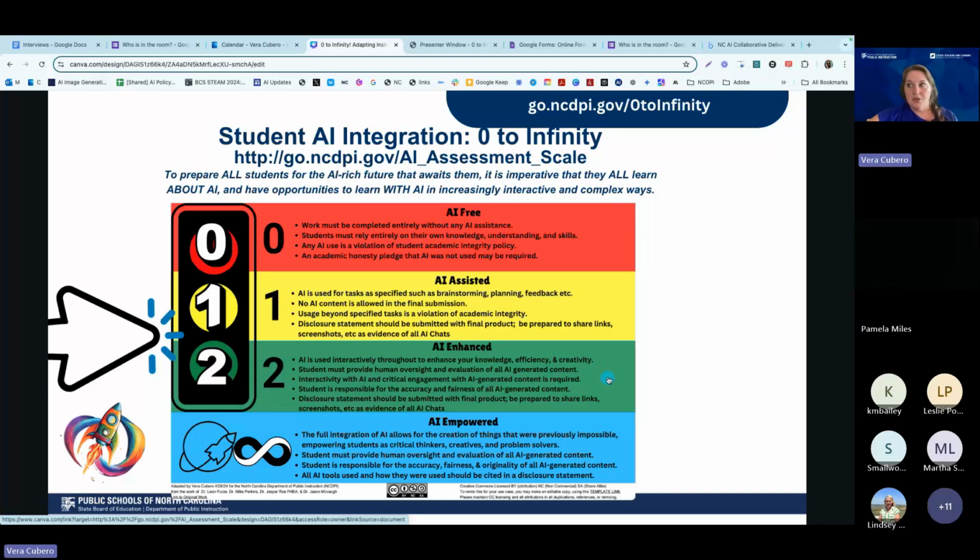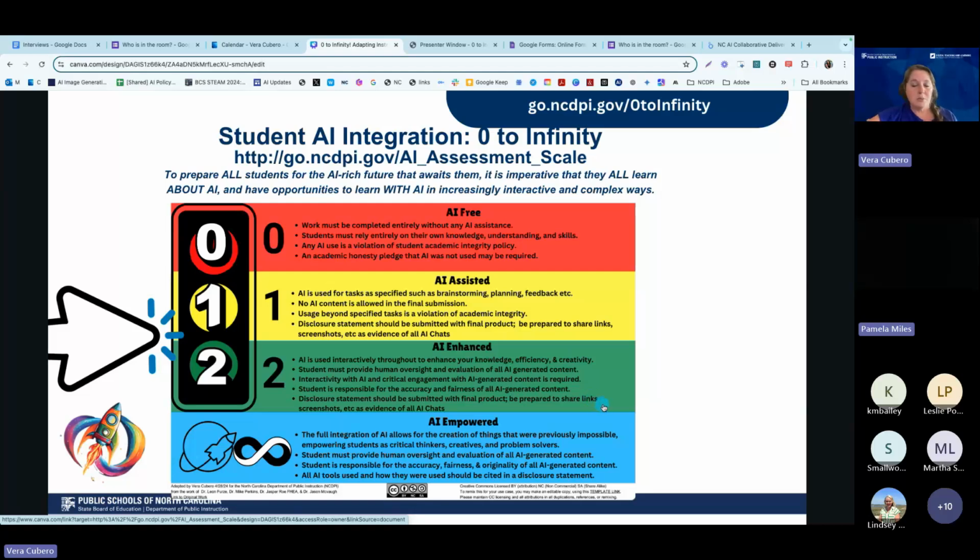So at this level, students can use it interactively throughout an assignment, but they have to provide that human oversight and evaluation of all AI generated content, making sure everything is accurate, there's no bias present, that it is actually serving their purpose. And they need to interact with it and critically engage with it throughout the process, and they're responsible for the fairness and the accuracy of the responses. If in their final output they put something that is not true because they missed it, then that is their responsibility, not the chatbot's.